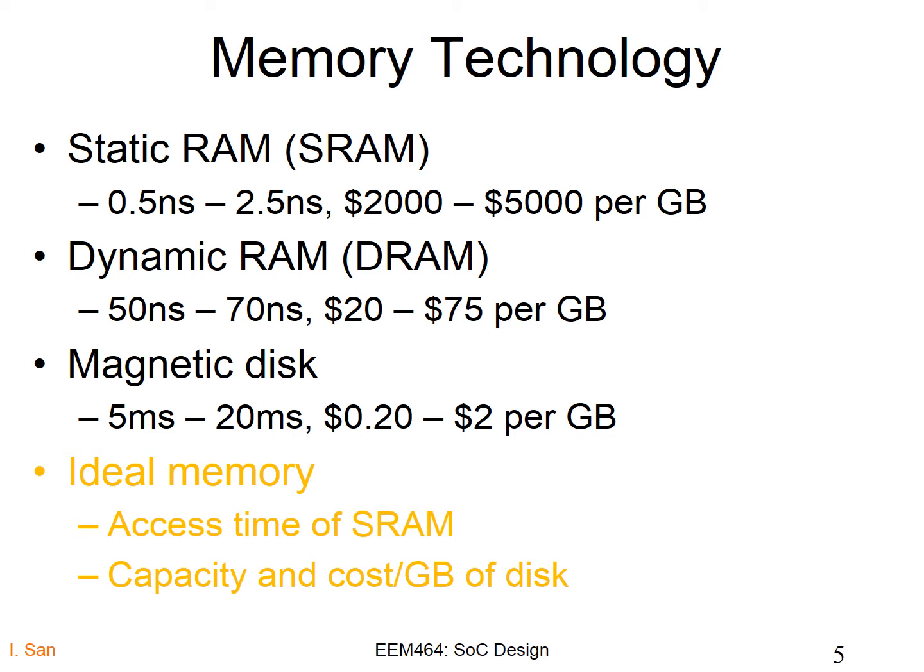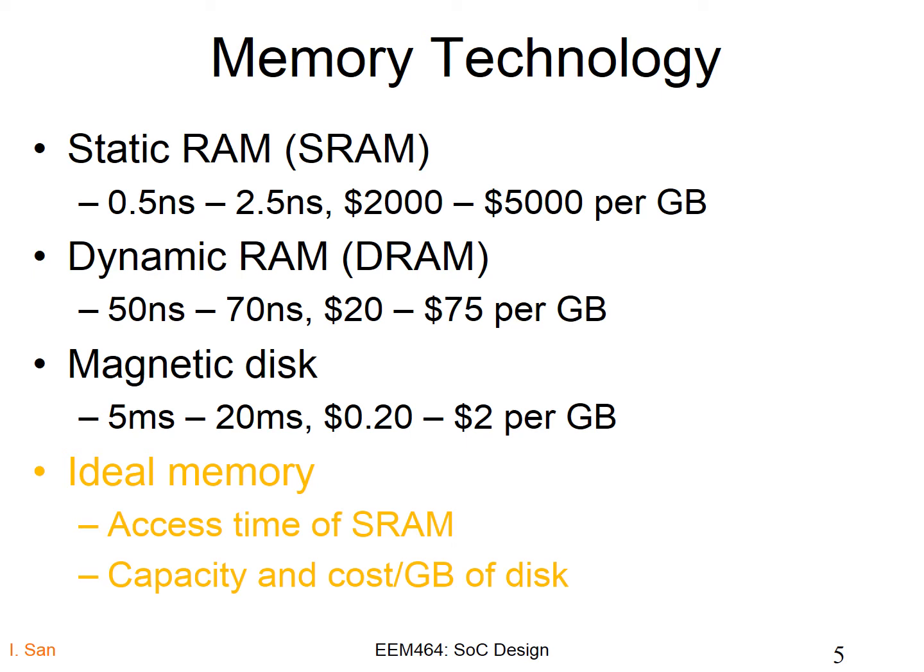These are DDR-type memories, dynamic RAM. Their latency is between 15 nanoseconds and 70 nanoseconds. Basically they are cheaper than SRAM, like $20 to $75 per gigabyte. As you can see, this is better, but it is about 100 times slower than static RAM. But it is very cheap when you compare it to static RAM.